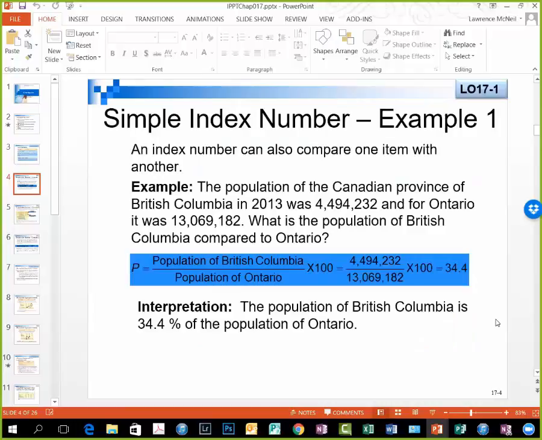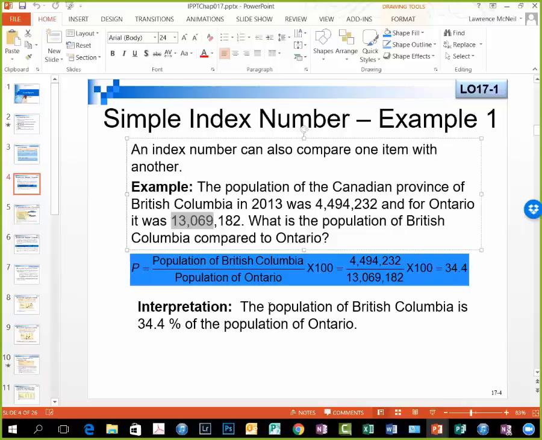So in this case, we're talking about population, and we have British Columbia in 2013 having approximately 4.4 million people, and Ontario having over 13 million. And so all we're saying is if we compare the population of the two provinces, we would say, for example, that British Columbia's population in terms of Ontario's is 34%. So the population of British Columbia is only 34% of the total population of Ontario.